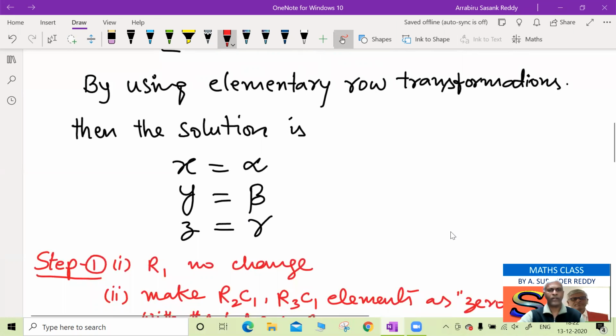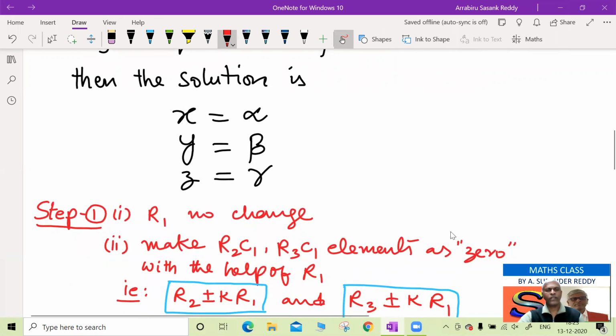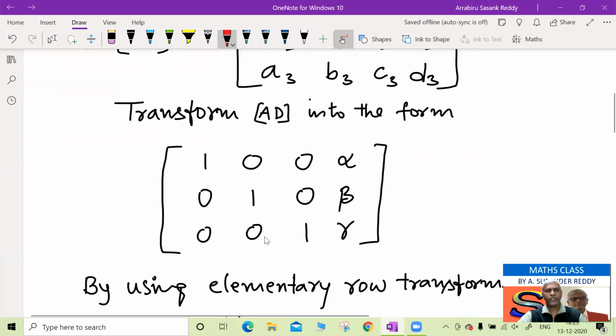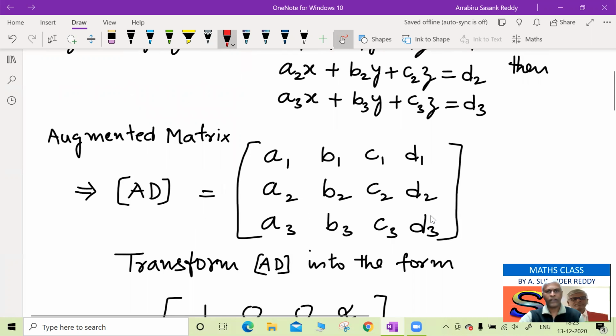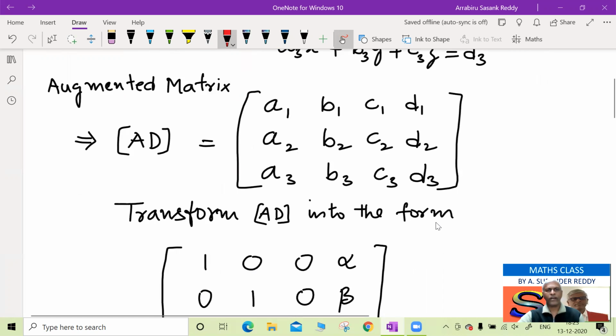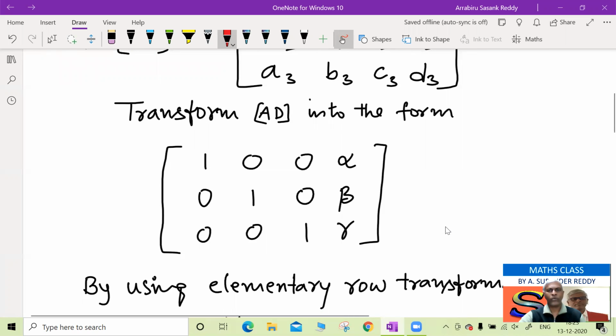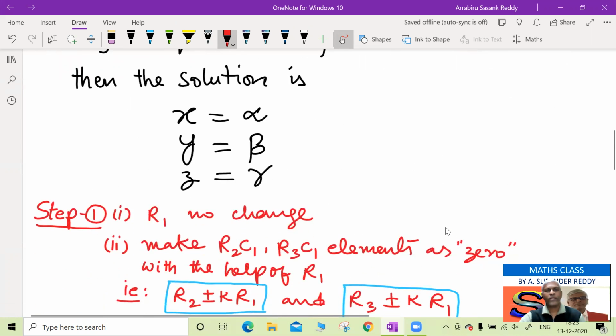So this is in brief about the Gauss-Jordan method. The conversion part is very important. Writing the augmented matrix is very simple, but transforming the augmented matrix into its final form by using elementary row transformations is very crucial, very important in this method. So I will give you some tips on how to convert the augmented matrix into its final form.